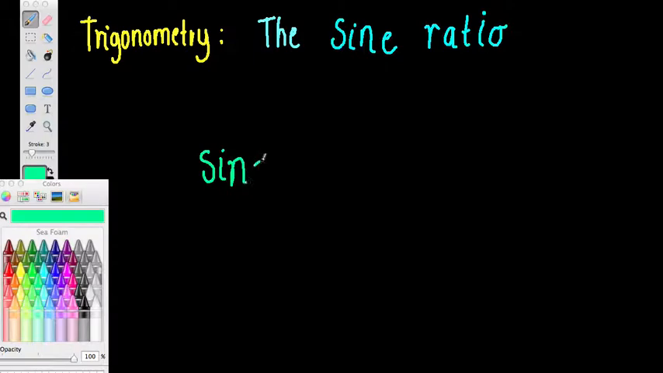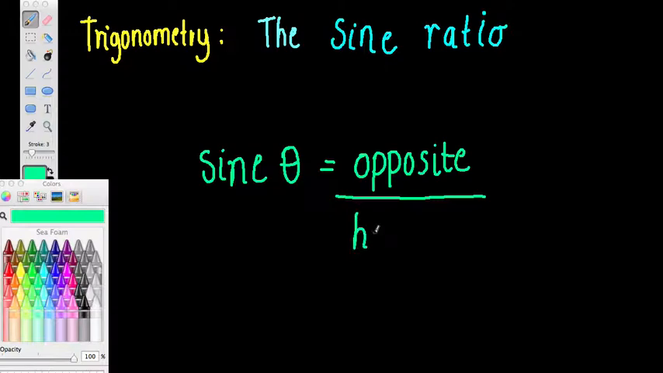Sine angle theta is equal to opposite side over the hypotenuse side. So what this means is this is a ratio that will work for every right angle triangle. So provided we have that right angle triangle, we've got our calculator as well. We will need a calculator for this topic.